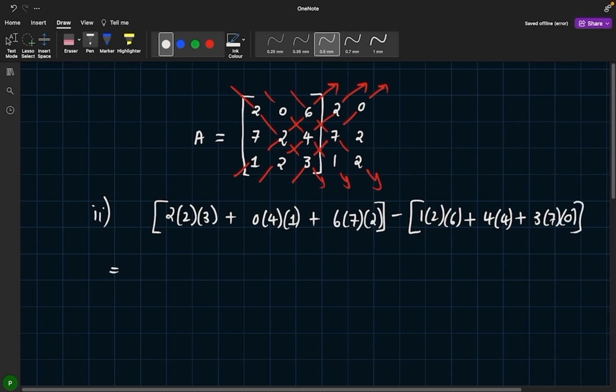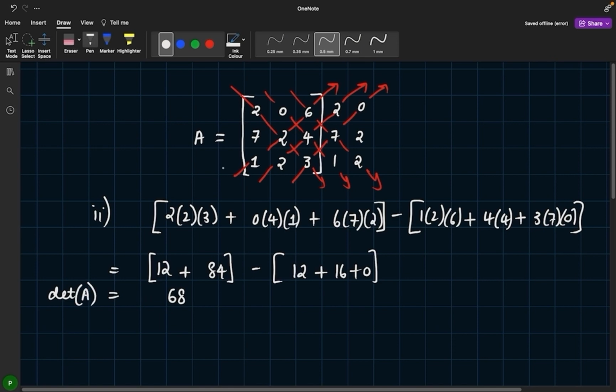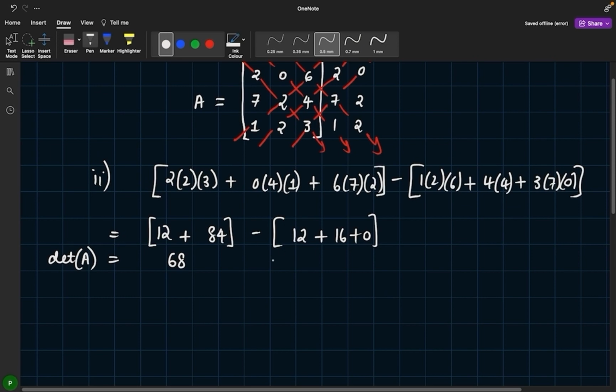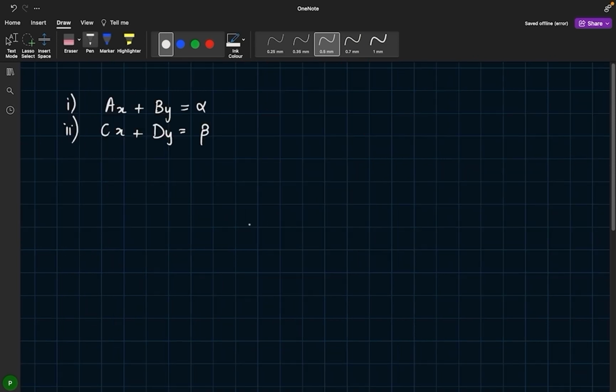That's going to equal 2 times 2 is 4, 4 times 3 is 12, plus 0, plus 4, minus 1 times 2 times 6 is 12, plus 16, plus 0. And that is actually going to equal 68. And that is the determinant using method number 2. And you can see how much quicker it is than method number 1. And I prefer using this.